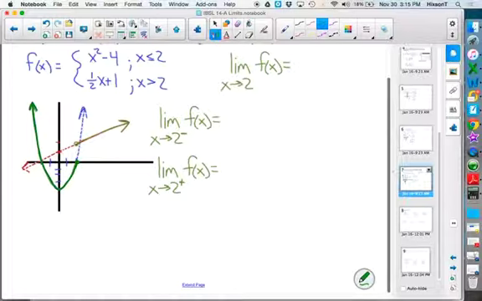So you can see here, it jumps up to that point and continues on once we pass 2. So here we have the limit as x approaches 2 from the left.